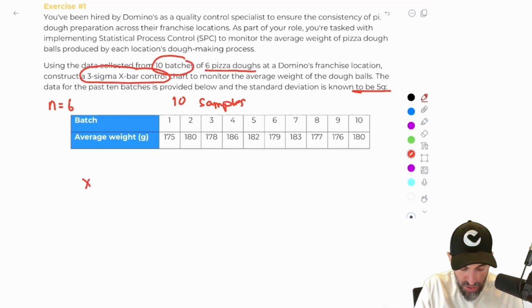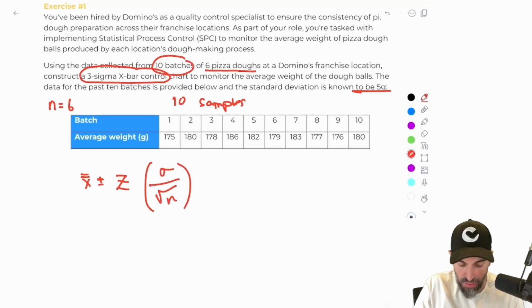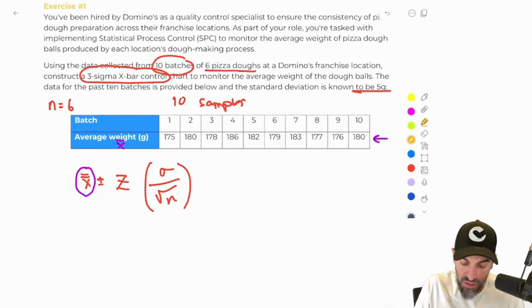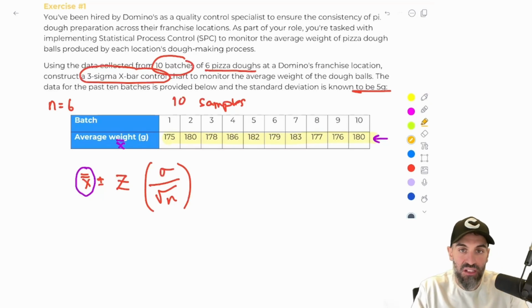Perfect. So the formula is X-bar-R plus or minus your z-score multiplied by your standard error. X-bar-R is the average of the averages. All of these values here are the average weights. These are the X-bars. You want to average out these 10 numbers, divided by 10, and that'll be your X-bar-R. So my average of averages is 179.6.